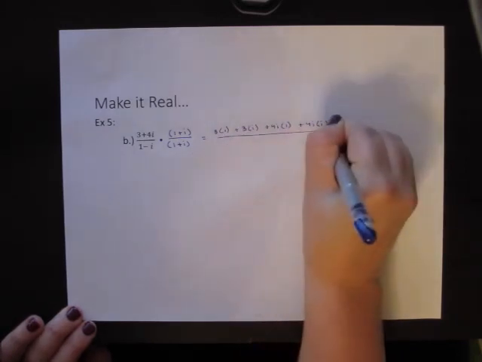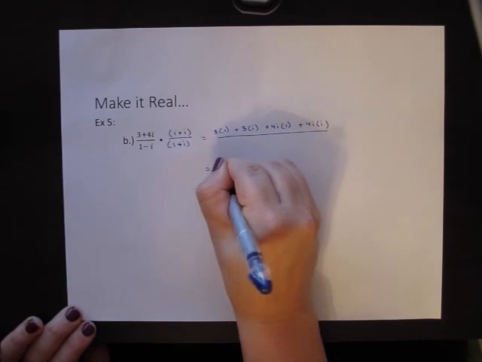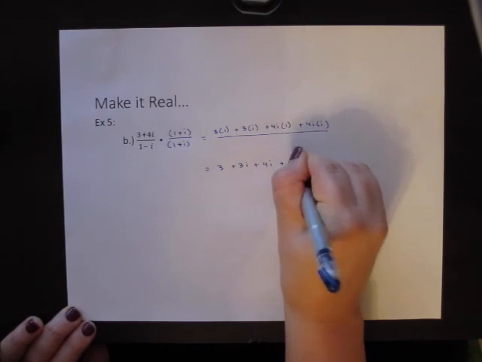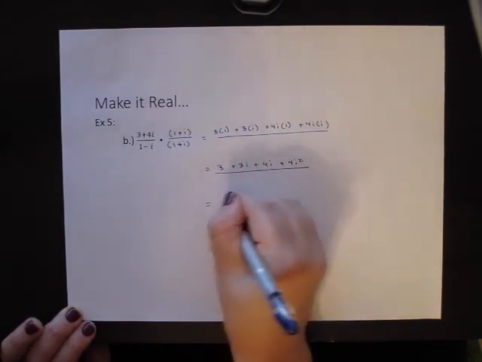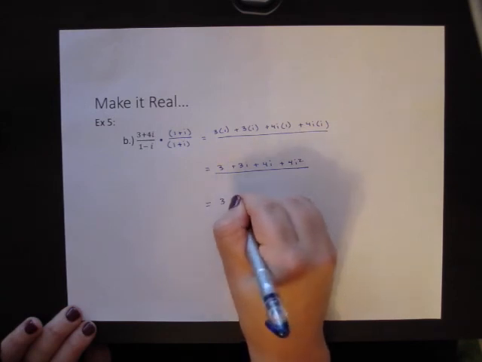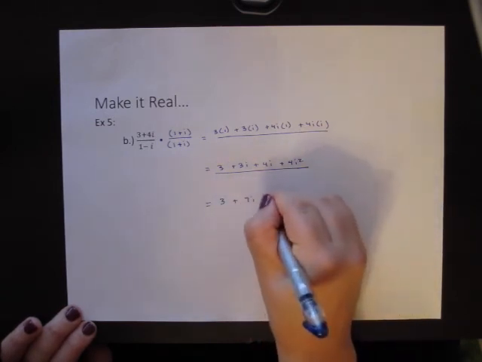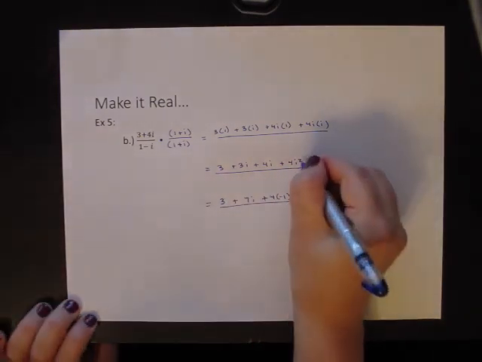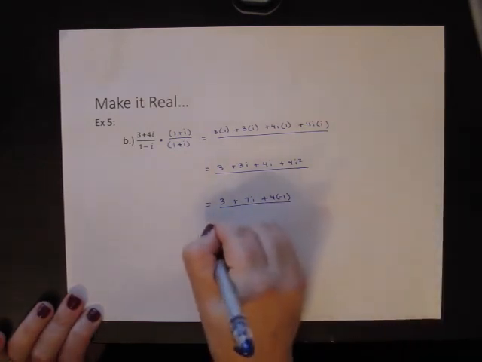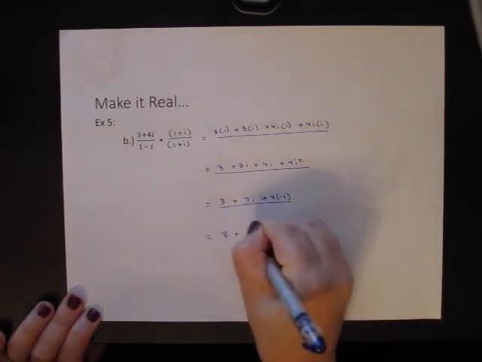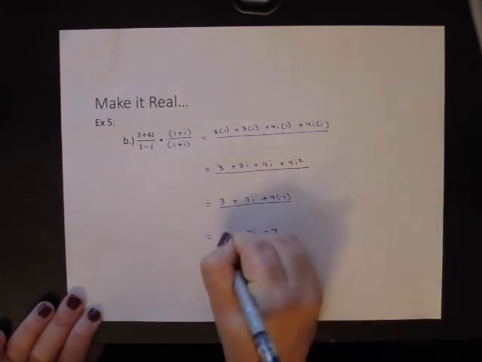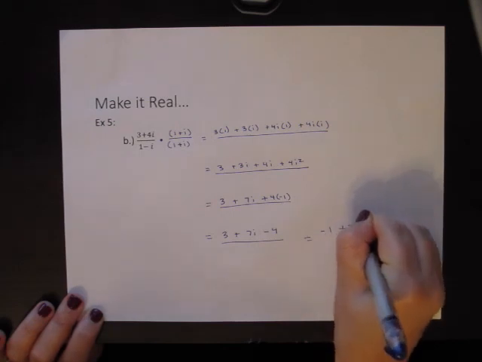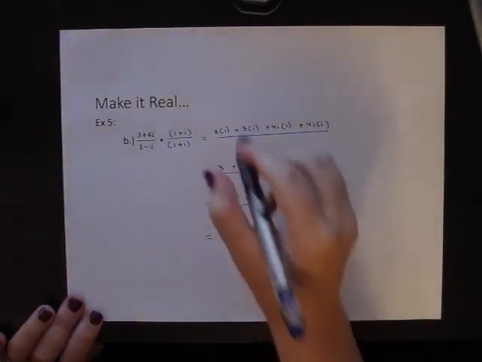I'm going to clean that up like we did in the last one. 3 times 1 is 3, plus 3i, plus 4i, plus 4i squared, which would be combining like terms: 3 plus 7i plus 4 times negative 1, because I have to replace i squared with a negative 1. So that would be 3 plus 7i minus 4. Combine like terms again, and that would be negative 1 plus 7i. So that's my numerator.